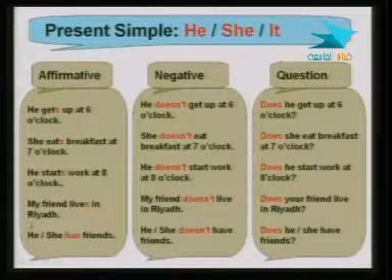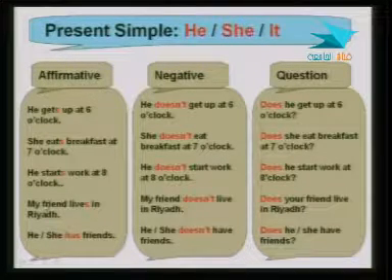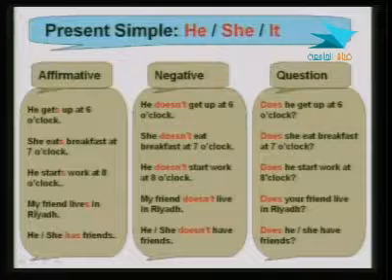The next example: my friend lives in Riyadh. Of course, the subject can also be my friend, his friend, your friend, their friend.